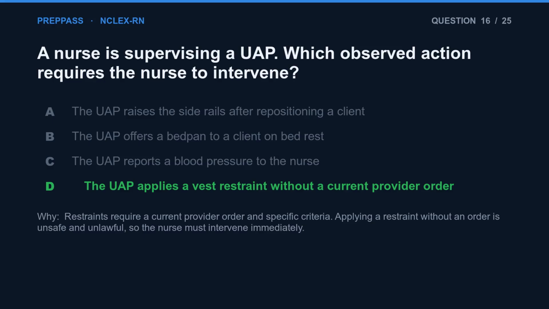The correct answer is D. Restraints require a current provider order and specific criteria. Applying a restraint without an order is unsafe and unlawful, so the nurse must intervene immediately.